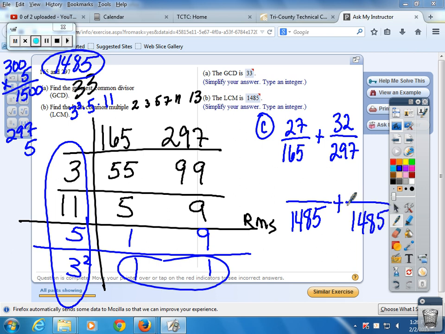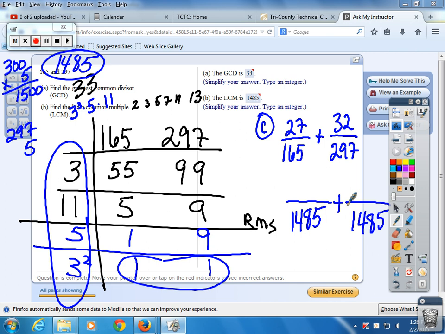All right? 165, we're going to find 165 over here. Here's the 1 right here. The 165 is 3 times 11 times what? 5. Isn't that 165 right there? Because you got a 1 right here, so that's 165.